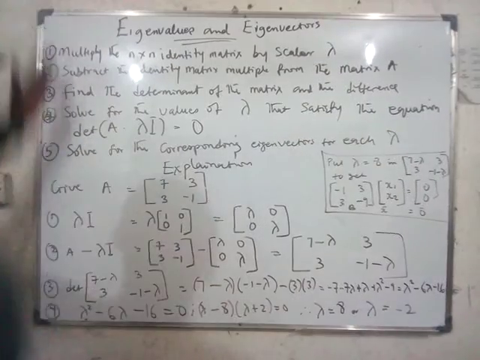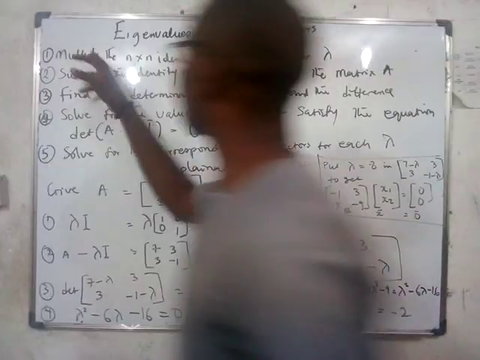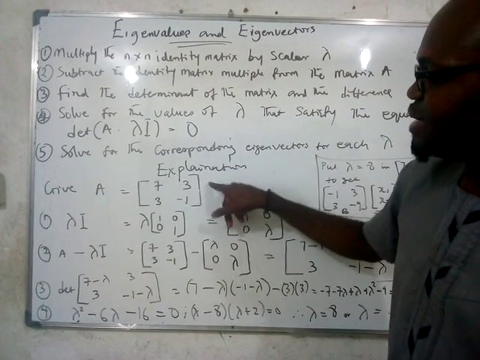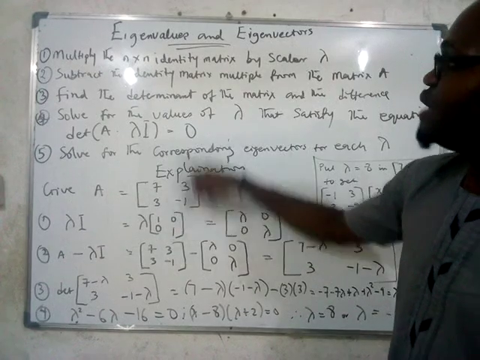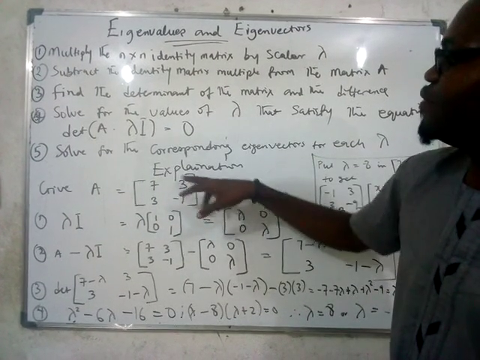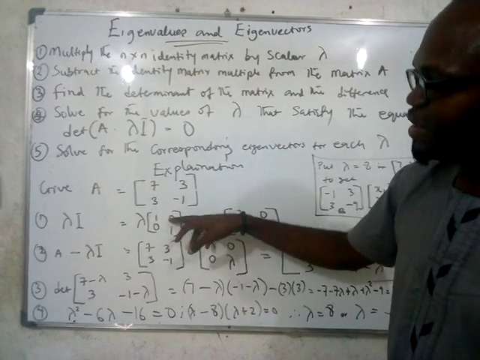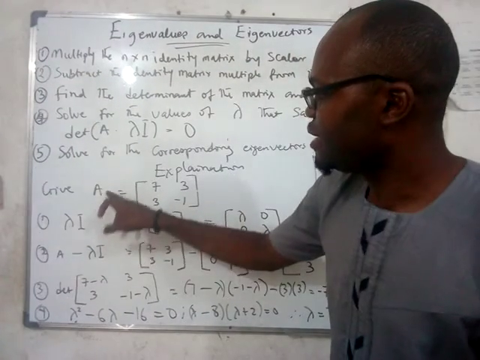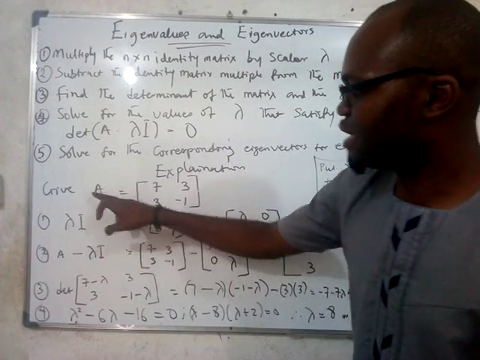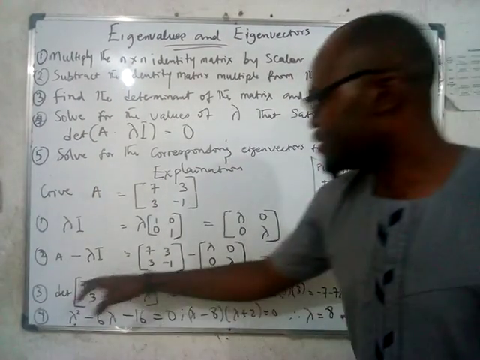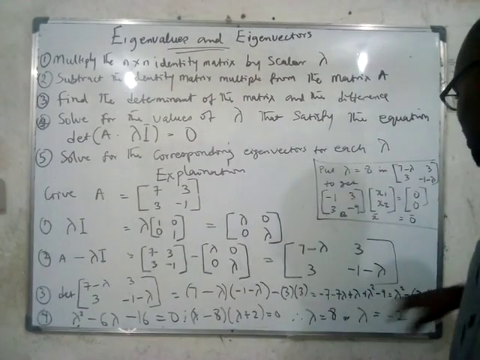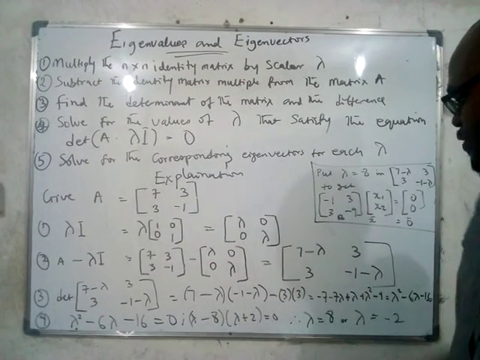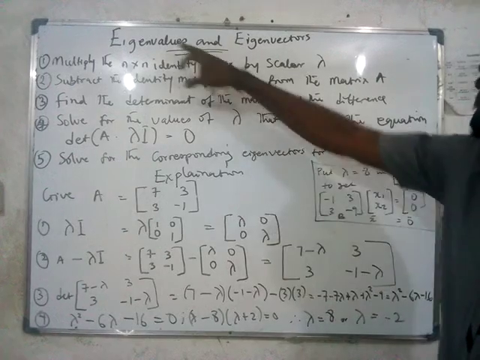So that is the procedure. You follow these steps gradually. Once you're given the matrix, check the n by n size, like 2 by 2. If it is 3 by 3, you form the 3 by 3 identity matrix and multiply by lambda. Anything you get, subtract it from the initial matrix given, then find the determinant. Equate the determinant to 0, solve out the factorization, and get your eigenvalues.